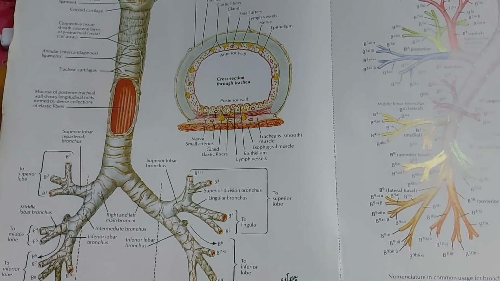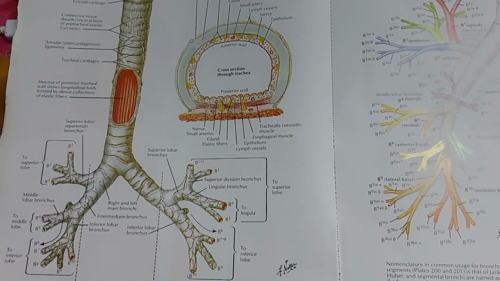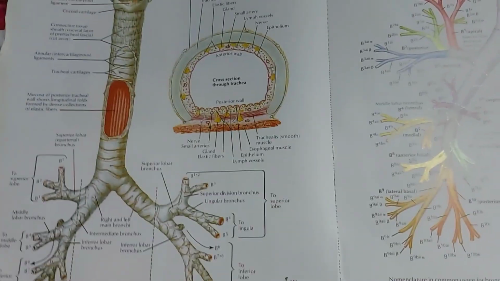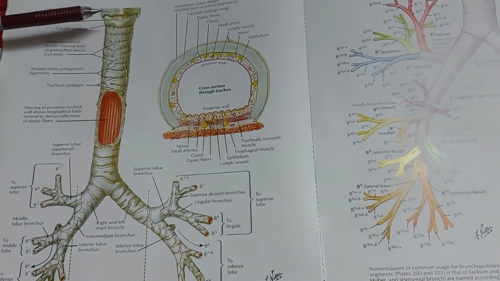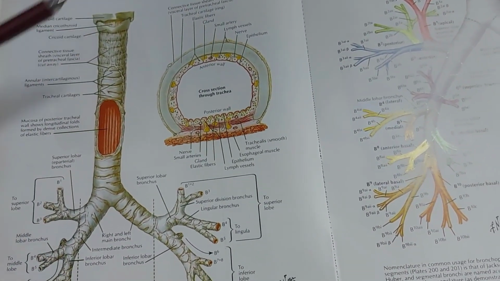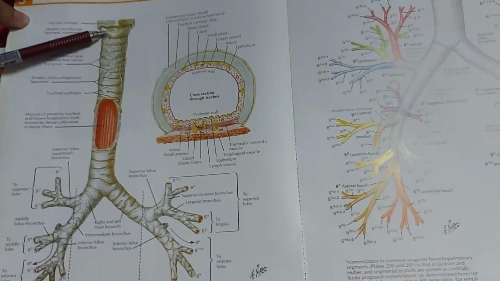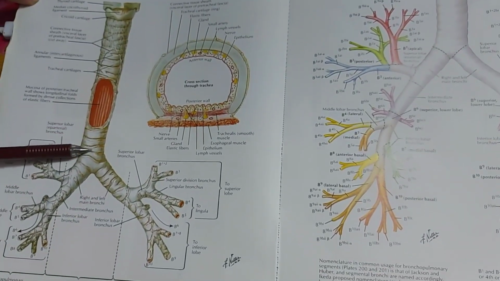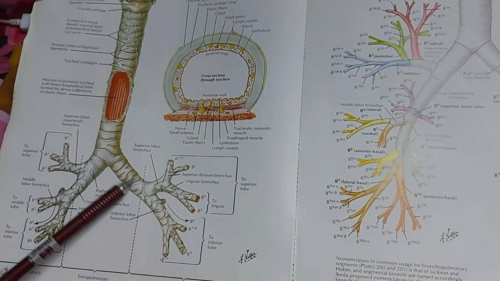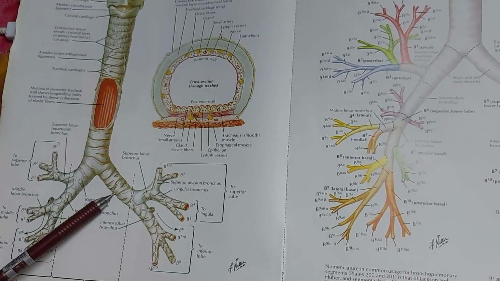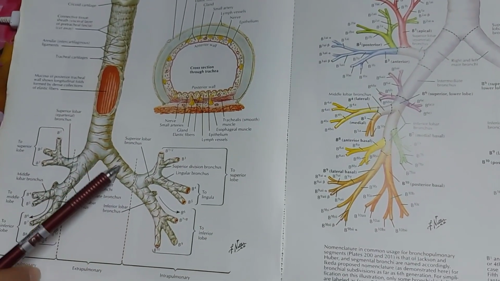And there is another thing we want to discuss, the last thing, and a very important thing about the lung, that is the bronchopulmonary segment. For the understanding of the bronchopulmonary segment, we have to understand the bronchial tree. This is the trachea. This trachea divides into the bronchus. This is the primary bronchus or main bronchus.